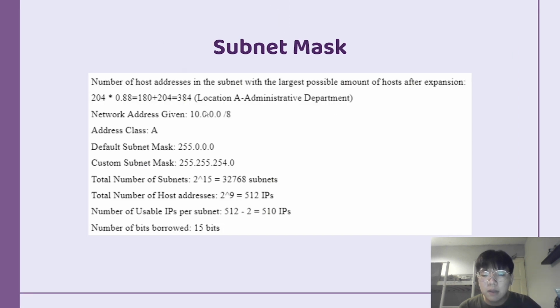To calculate the subnet mask, we use the number 384 hosts to find the largest number of host bits required. The number of bits reserved for hosts we get is 9 bits. Because 9 bits is 512 IPs, and since the first IP will be reserved for the subnet address and the last IP will be reserved for the broadcast address, the total number of usable IPs will be 510 IPs.